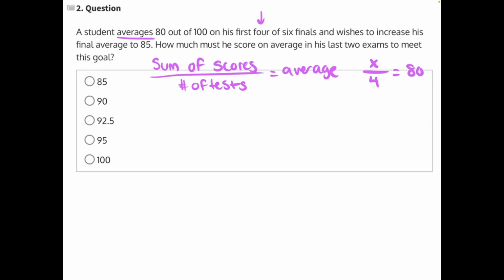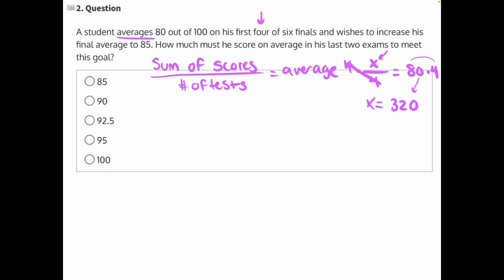And now we can use opposite operations to isolate and discover the value of our variable x. X is being divided by 4, so we can multiply both sides by 4. These 4's will cancel, giving us x equals 8 times 4 is 32, and then add on the 0, 320. So the total sum of all his scores was 320.